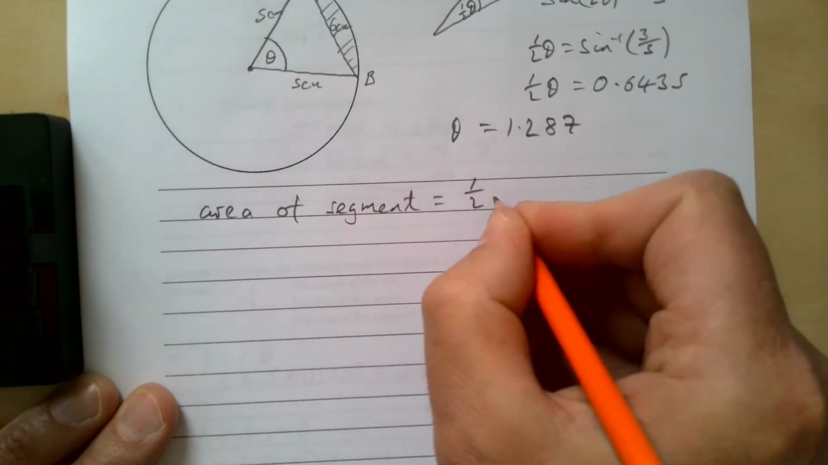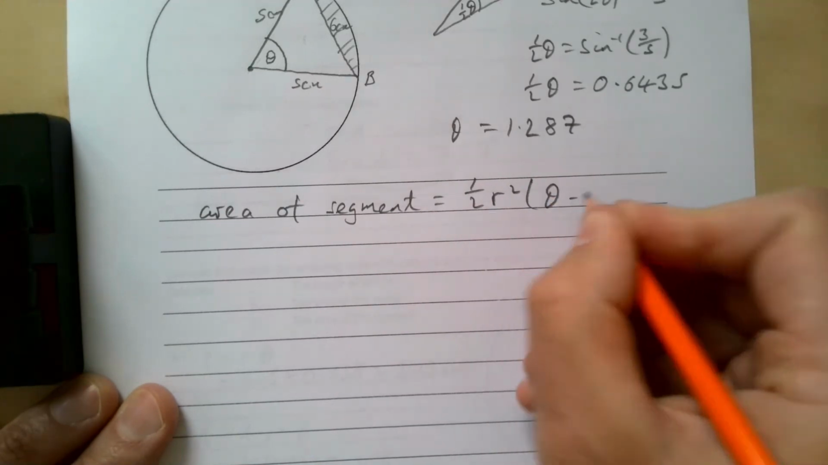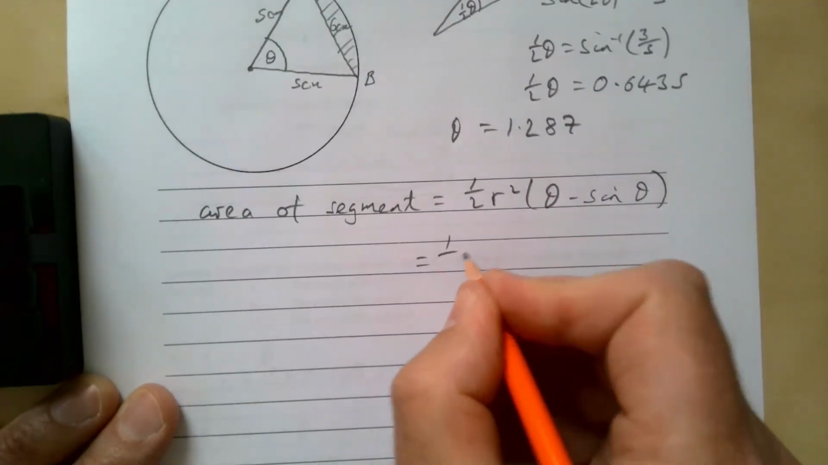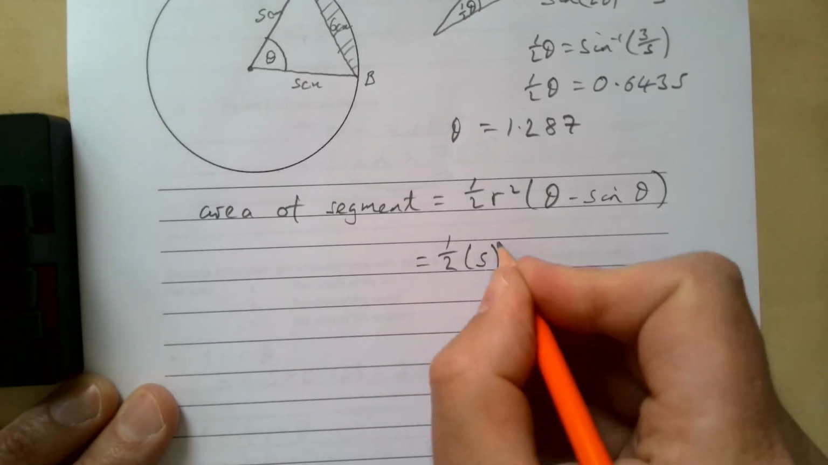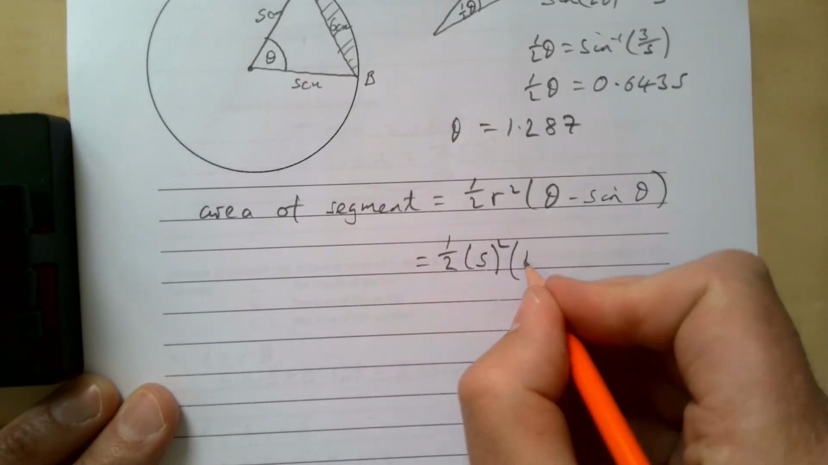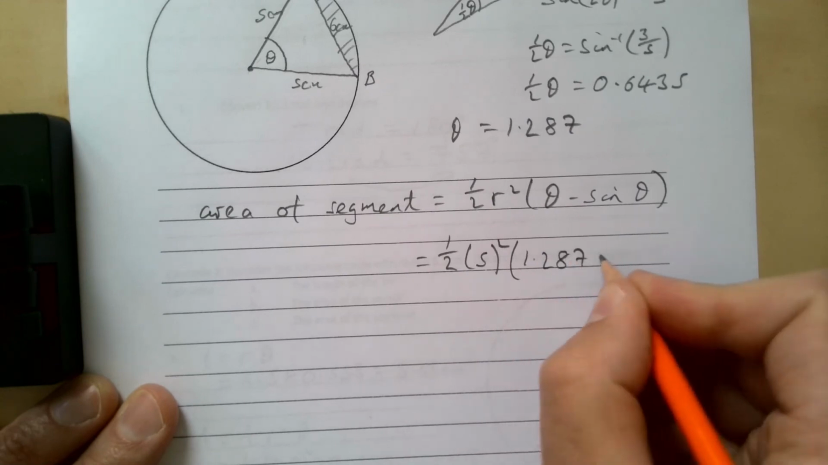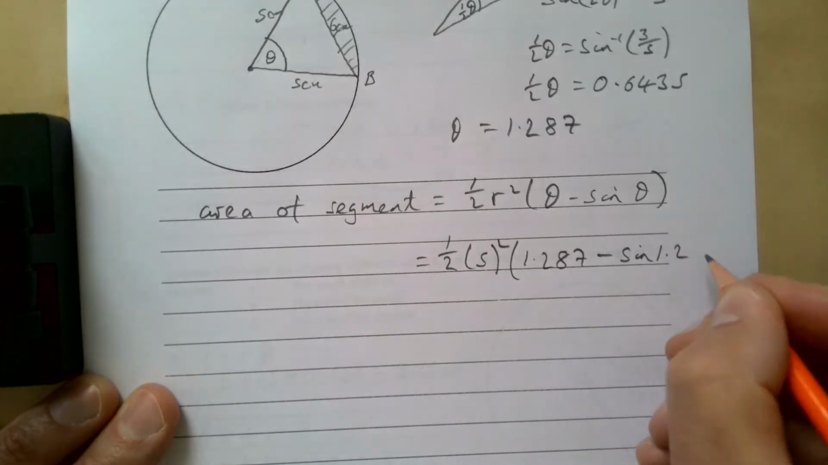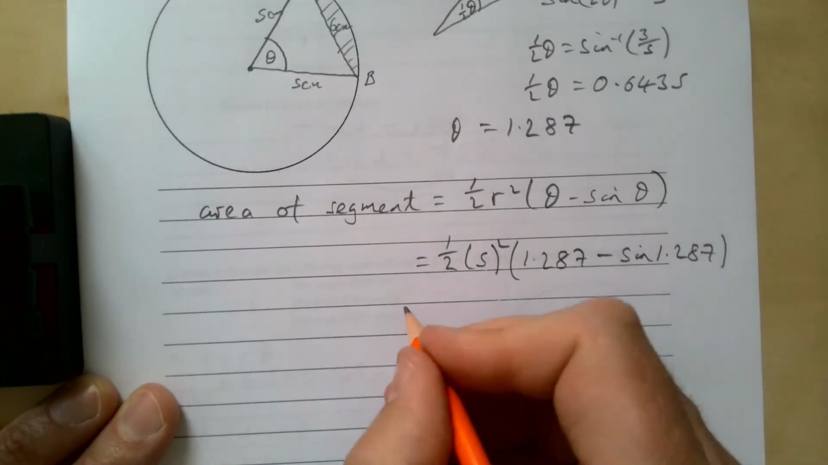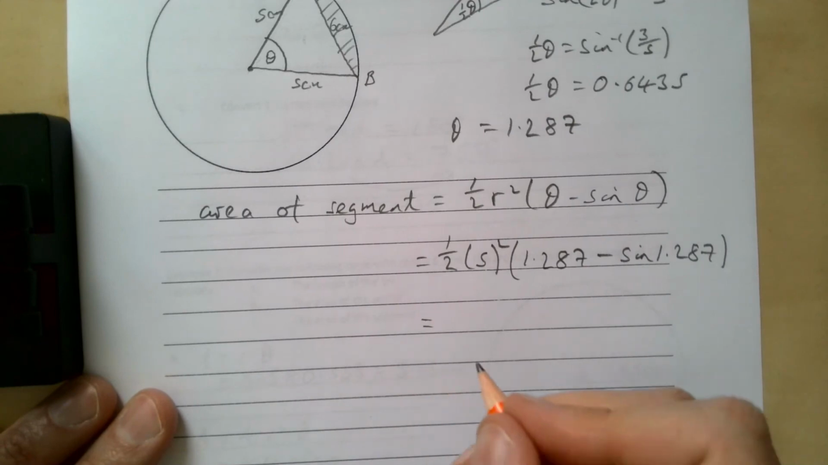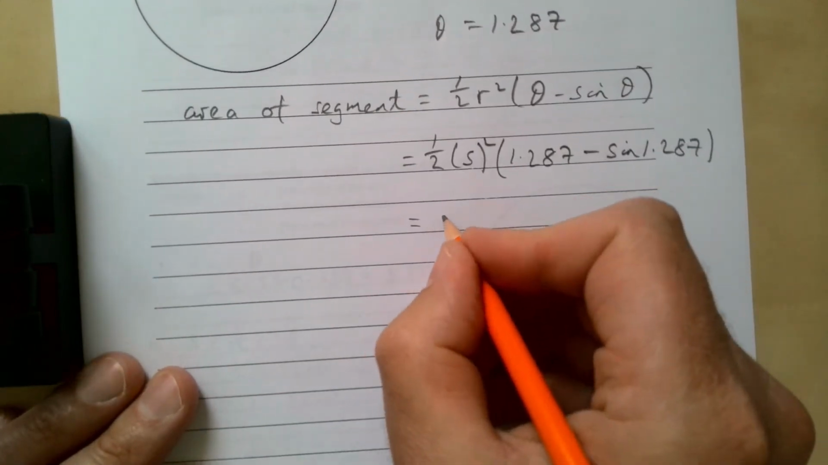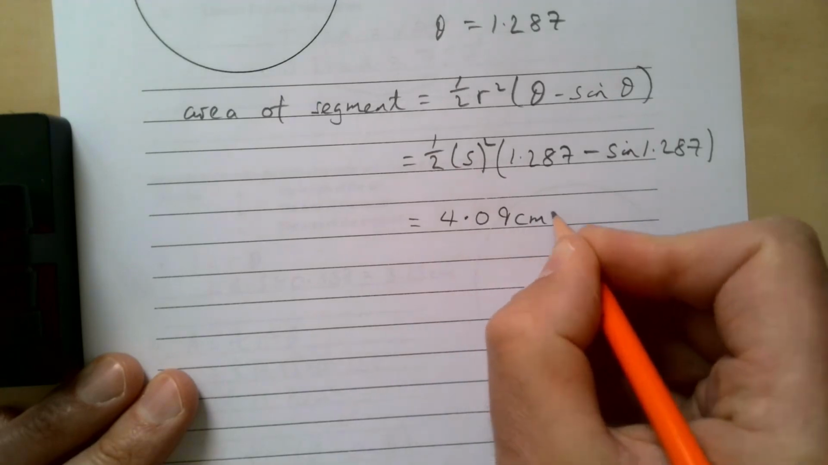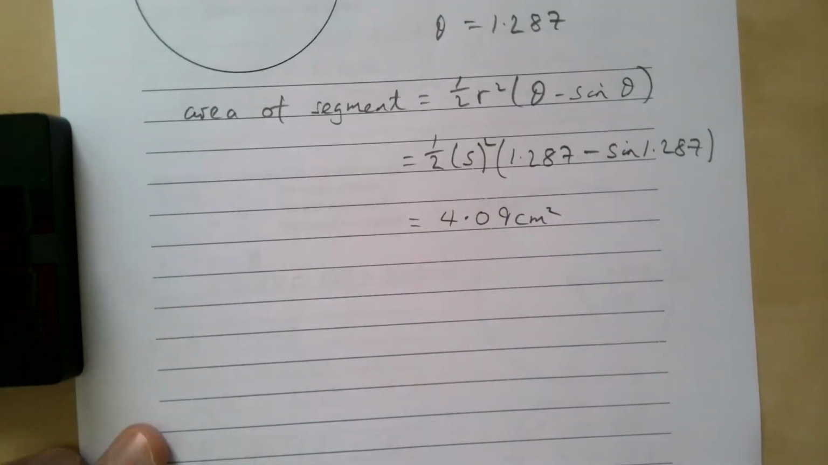A half r squared theta minus sine theta. That's going to be a half upon 5 squared upon 1.287. Take away sine 1.287. Again, remember your calculator must be in radians. If you sit and type that all into your calculator, I believe it gives you 4.09 centimeters squared, and that's our answer then to that.